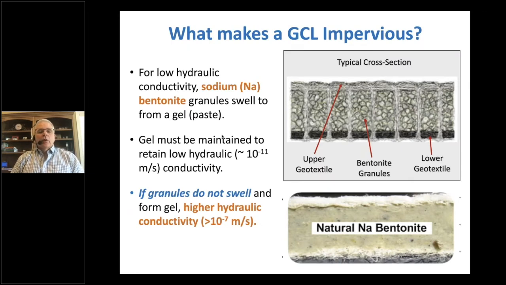So why does this work? Why do these products work the way they do? Why are they so impervious? Well, it all comes down to the conditions under which they hydrate.